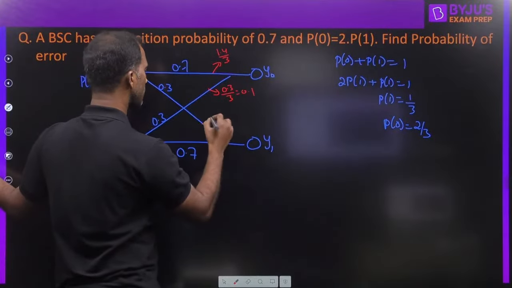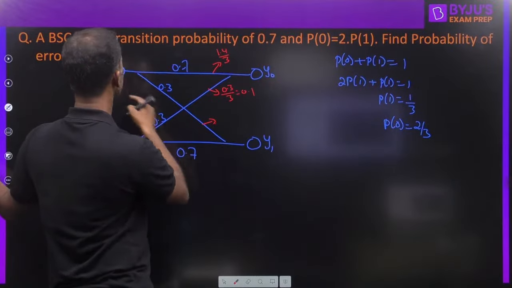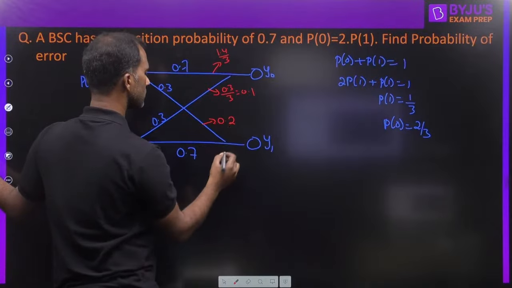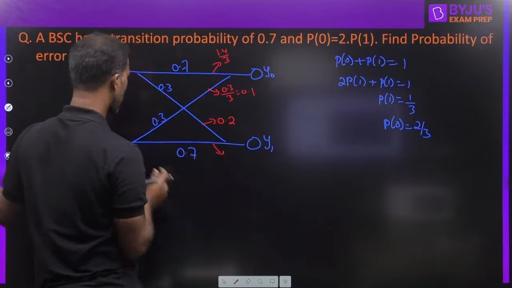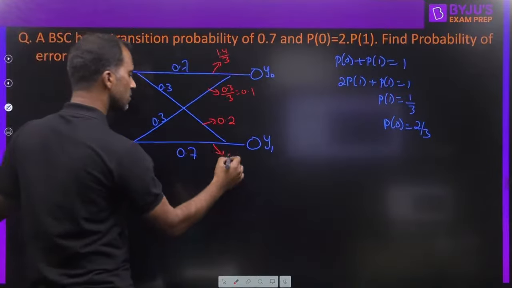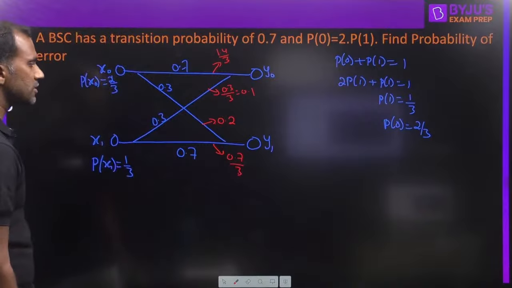Okay. Next, how about this one? So this is 0.3 into 2 by 3, which is 0.2. Next, how about this line's intersection probability? P of x1 intersection y1 is 0.7 into 1 by 3, which is 0.7 divided by 3. Yes, we got the intersection probabilities.